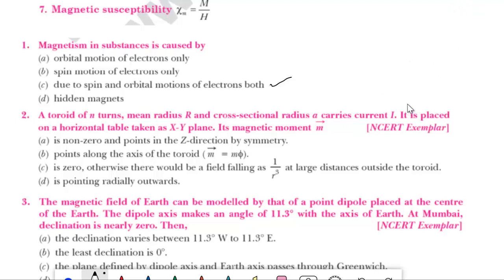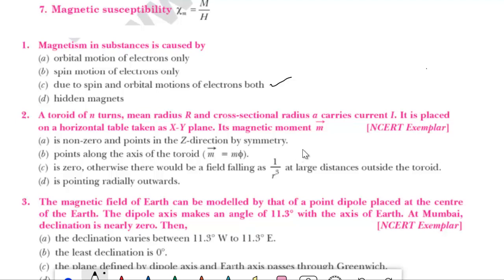So in the case of a toroid, we know that the magnetic field will always be confined inside the body of the toroid. How is it confined inside? It will be in the form of concentric magnetic lines of force. And there is no magnetic field outside. Outside the magnetic field is 0. The magnetic field is confined inside only, and inside it is like concentric magnetic lines of force.